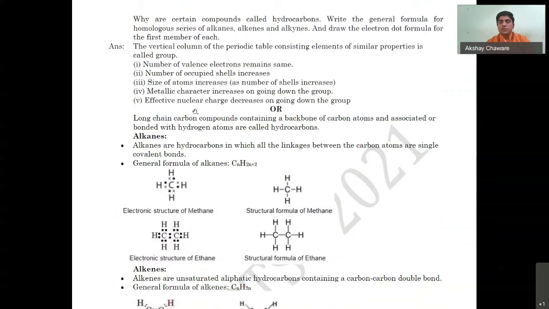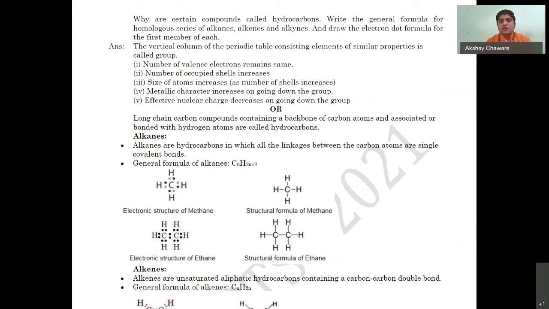One optional question for this was, why are certain compounds called hydrocarbons? Write the general formula for the homologous series of alkanes, alkenes, and alkynes, and draw the electron dot formula for the first member of each. See here, you have to write the electron dot formula only, not the structure of each hydrocarbon. Many students have written the structure of the hydrocarbon, but the expected answer is that you have to draw the electron dot structure only, right?